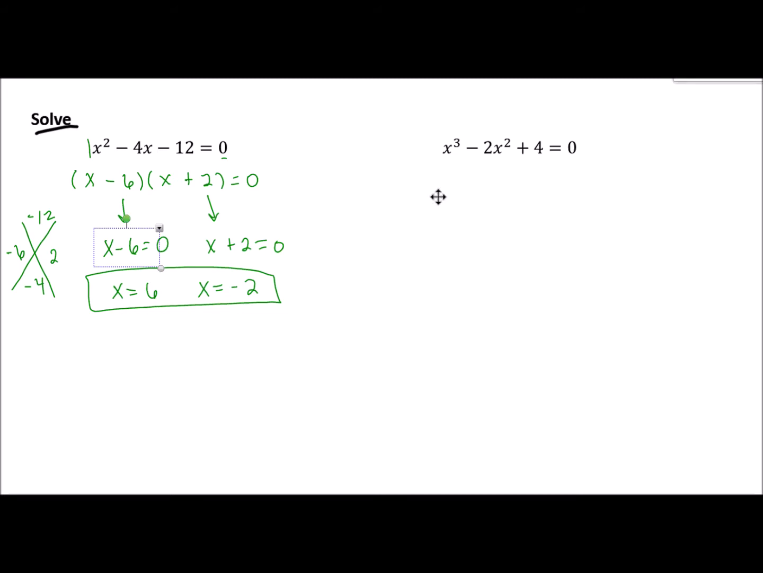But when it comes to ones like this over here, that one's not easy to factor, right? In fact, we don't even know a way to do it with x cubed and x squared and no x at all. So in this case, we have to come up with a different method of solving this equation.